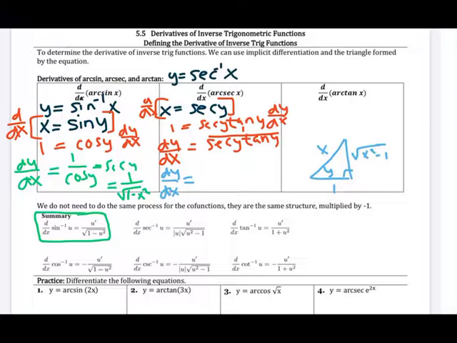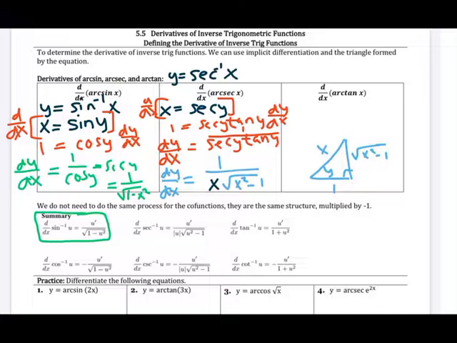All right, now let's try and manipulate this 1 over secant y tangent y to get it back in terms of x's. Well, we already know from the very beginning of this problem that secant of y is equal to x. We also know, based on our triangle, that tangent of y, opposite over adjacent, is just going to be the square root of x squared minus 1.